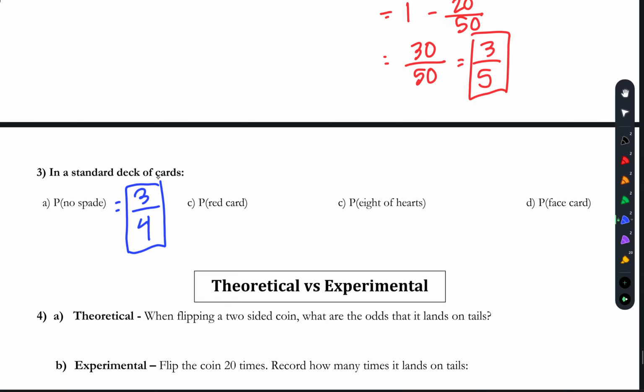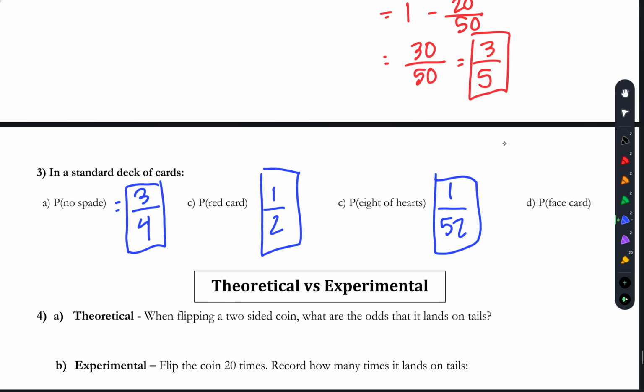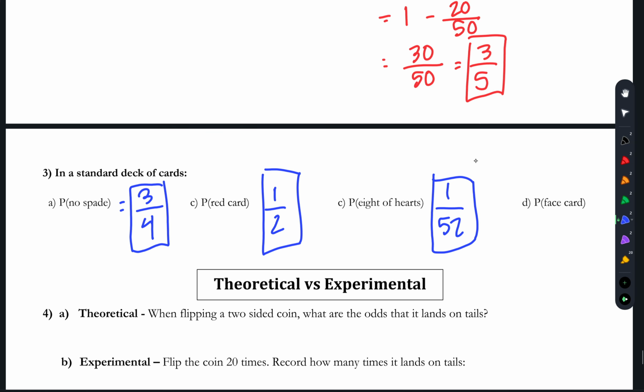The next one is 1/2. Good. The probability that we pull a red card is 1/2 of them. What's the probability that we pull specifically the 8 of hearts? 1 out of 52. Beautiful. What's the probability that we pull a face card? 12 over 52, which reduces to? Any ideas? 6 over 26. Keep going. 3 over 13. Good. 3 over 13. Now, look at that. That's representing there are 3 face cards for every suit.